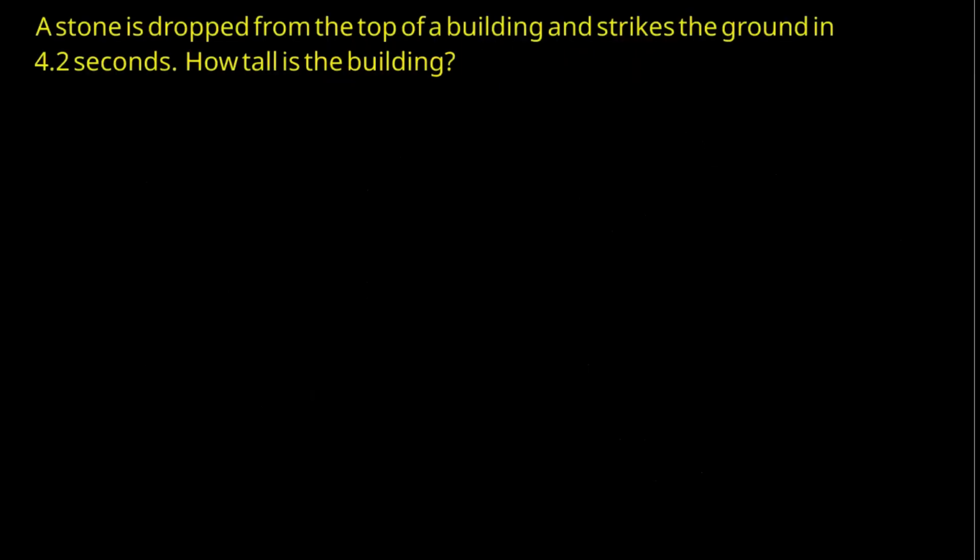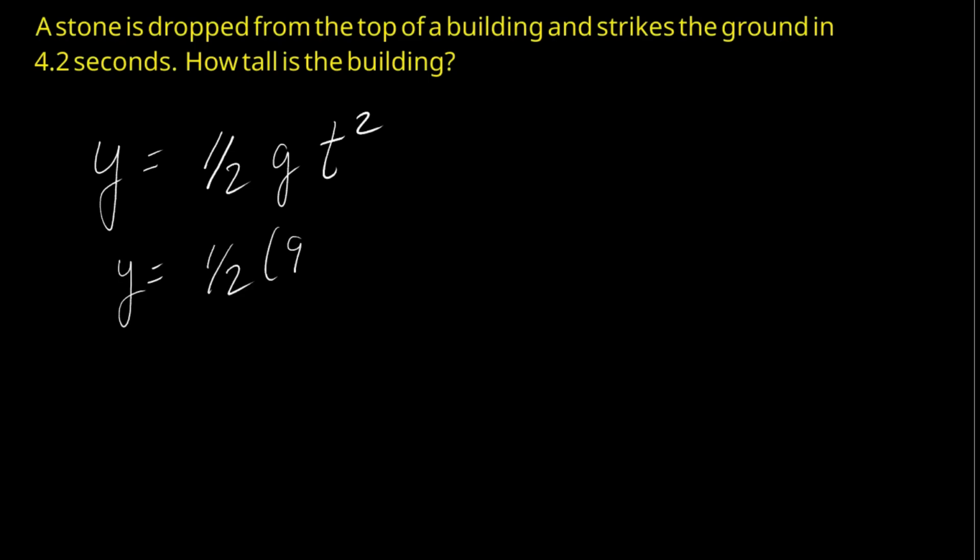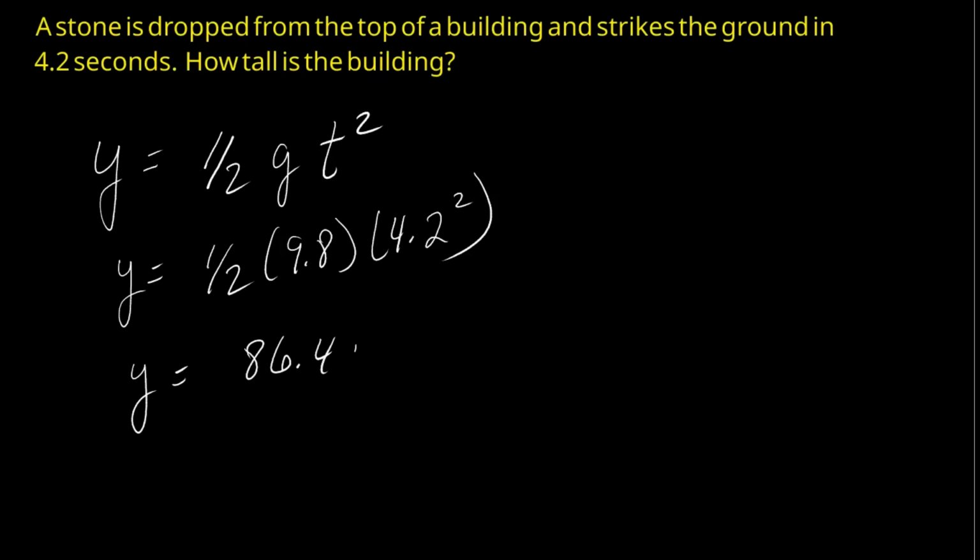Our first problem involves a stone dropped from a building, striking the ground in 4.2 seconds. To find the building's height, we're going to use y equals 1/2 gt squared. This will be 1/2 times 9.8 times 4.2 squared. Inputting these values will give me y equals 86.4 meters.